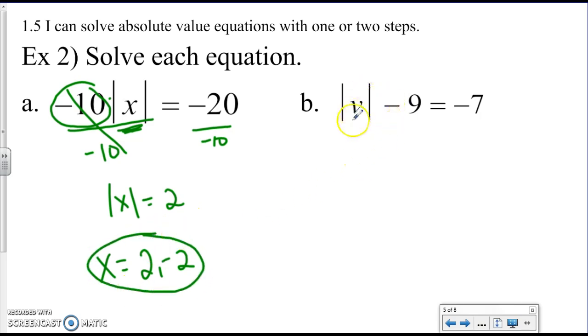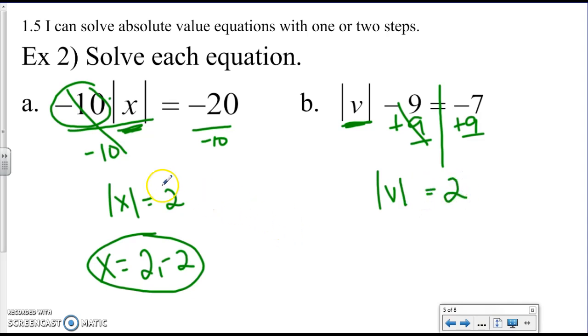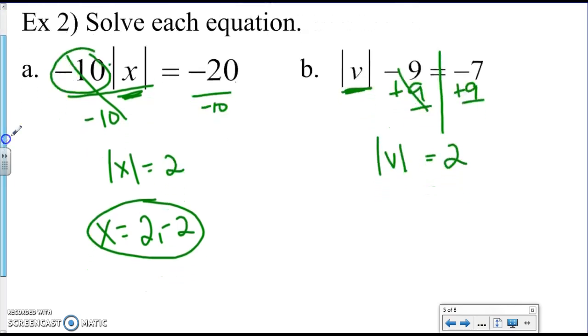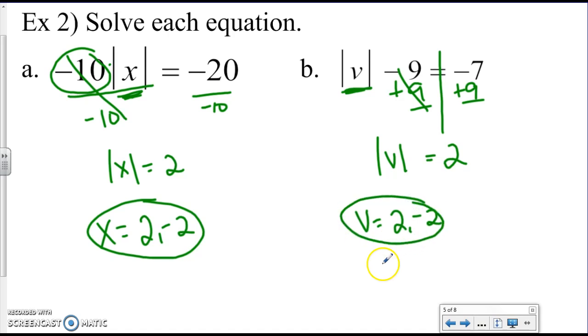For the next one, I need to get my absolute value alone, so I need to cancel that -9. Just like we did in the last unit, we're going to add 9 to both sides. So I get the absolute value of v equals 2 again. Just a coincidence, I didn't mean to do that on purpose. So I need two numbers that are 2 units away from 0. We've done that, so we know that 2 and -2 are 2 units away.